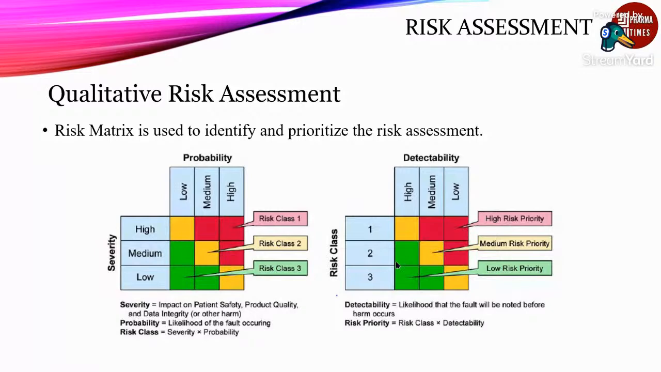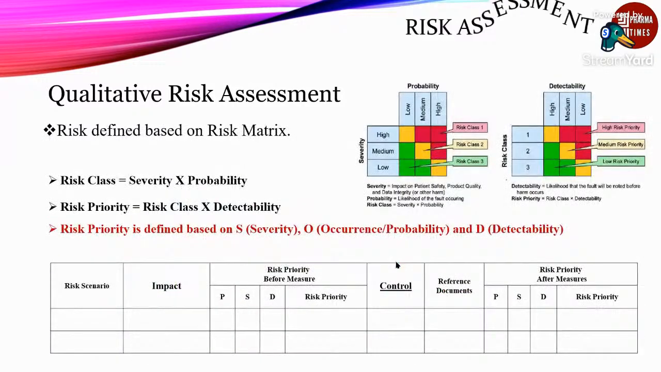It's a bit confusing, so I will give one example for it. That qualitative risk assessment is defined based on a risk matrix. As we already discussed, risk class is the multiplication of severity and probability. Based on this severity and probability, we get the risk class. Then risk priority is the multiplication of risk class and detectability. Based on this multiplication, we get the risk priority, meaning it's a high risk priority, medium risk priority, or low risk priority.